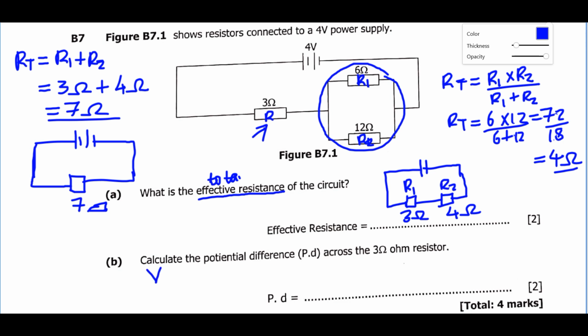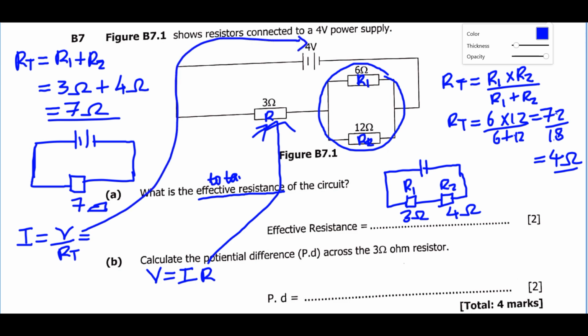So potential difference, or voltage, is equal to current times resistance. To find the voltage at this point, we need current. Remember, resistance is given, it is 3. So how can we find current? Current is equal to voltage over resistance. So we are going to find the total current, using the total resistance. So voltage is 4 volts over resistance is 7, the total.